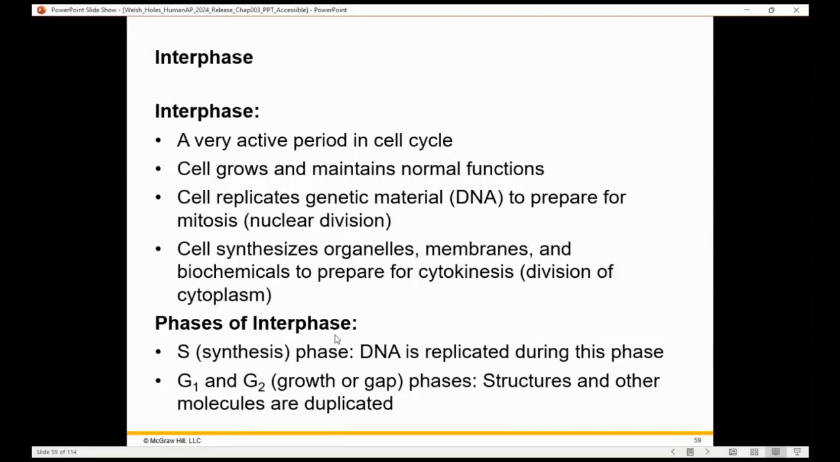Okay, the phases of interphase, as I said, include S, G1, G2. S stands for synthesis. That's when the DNA is replicated. And that's going to happen before it goes into a mitosis stage. G1 and G2 are growth or gap phases. During these 2 phases, the structures and other molecules are being duplicated.